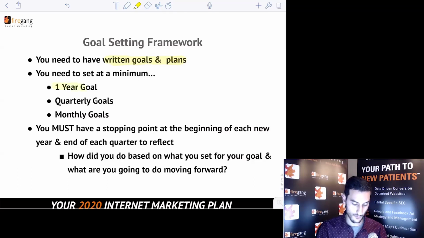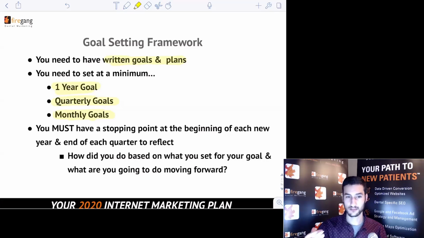So at minimum, we want to have a 1-year goal. So what is it going to look like at the end of 2020 for you? We're going to have some quarterly goals, and we're going to have some monthly goals. You must have a stopping point at the beginning of each new year and the end of each quarter to reflect. So we want to know, how did you do based on what you set for your goal? And what are you going to do moving forward?